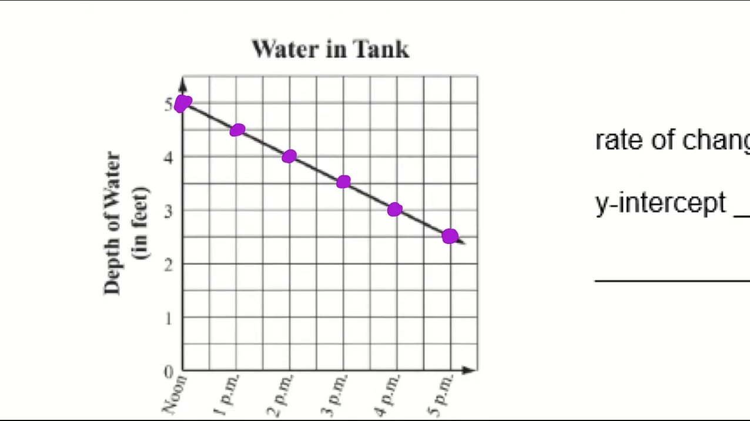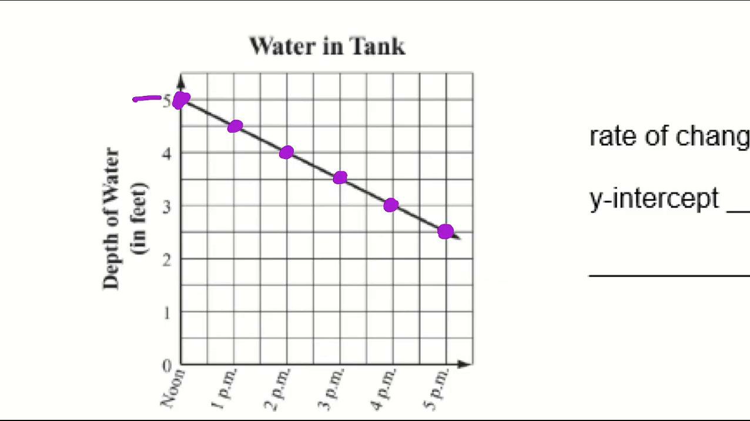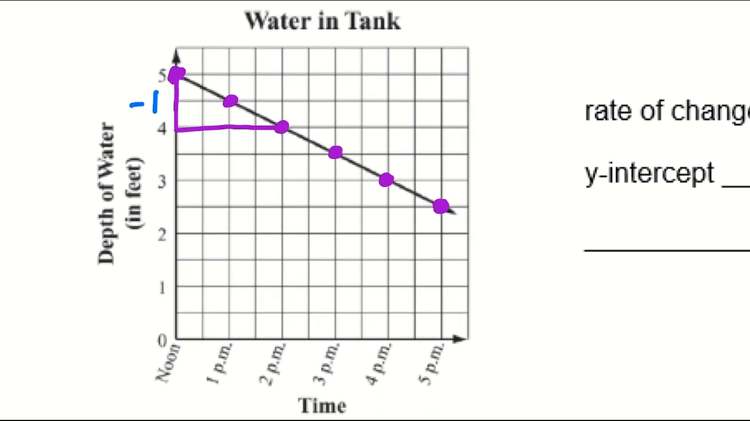Here's what I'm going to do. I see that these boxes are not counting by ones, they're counting by like a half. So I'm actually going to go down to this 4. And then I'm going to go right to whatever this is, because I know that this change right here is a negative 1. Even though it's 2 boxes, the change is negative 1. And then we're going from noon to 2 o'clock, which is a 2-hour time difference.